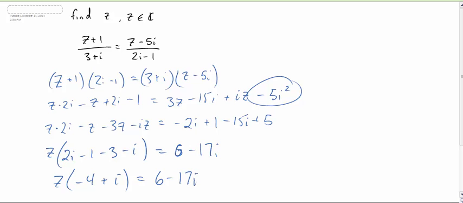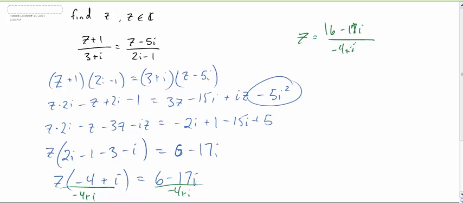Okay, so how do I get this z alone, this mystery complex number? Well, we have a complex number times a coefficient that happens to be complex equals another number. How do we solve a mystery thing times a number equals something? We divide. We're going to divide both sides by negative 4 plus i. So z, our mystery complex number, is 6 minus 17i over negative 4 plus i.